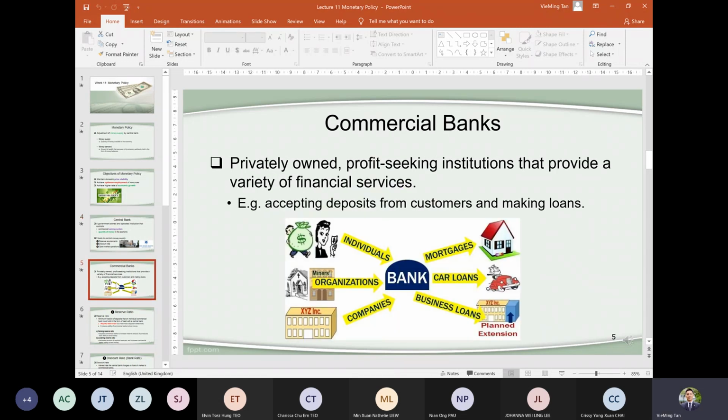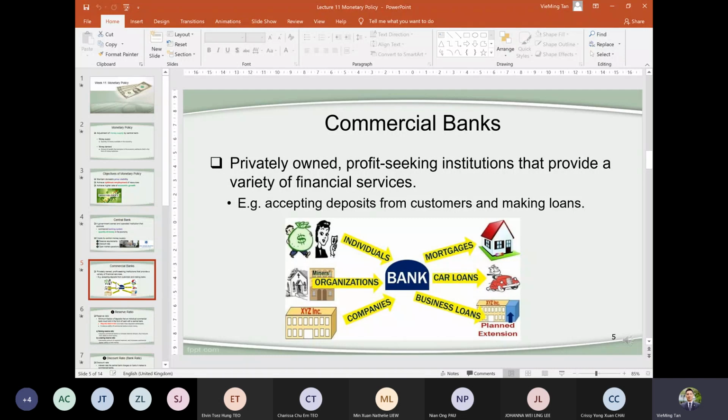Before we go to the three tools, we also have to understand first how the commercial banks operate. Commercial banks refer to private-owned banks, whereby these banks have the objective to earn profit by providing a lot of financial services, such as housing loans, car loans, and business loans to individual households and also businesses. So in return, the commercial bank is going to receive interest from the borrowers of mortgages.